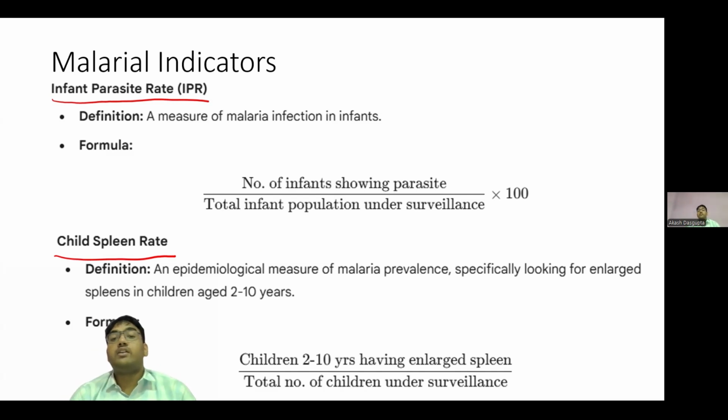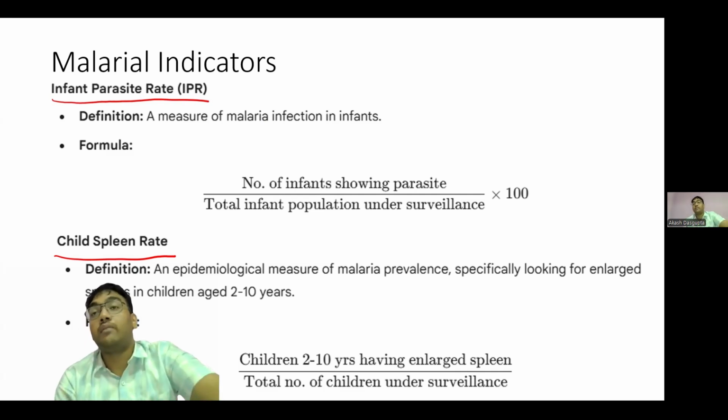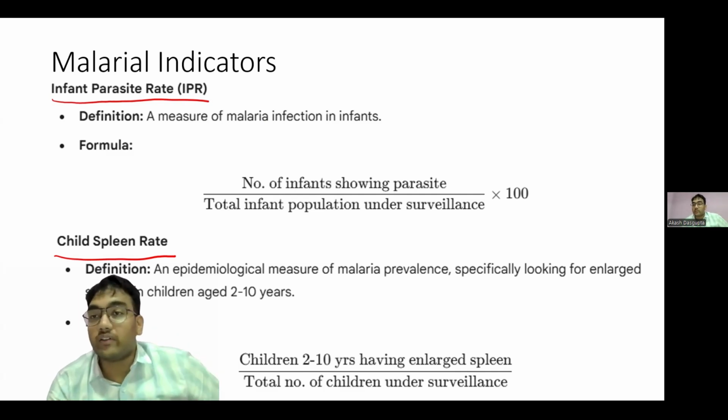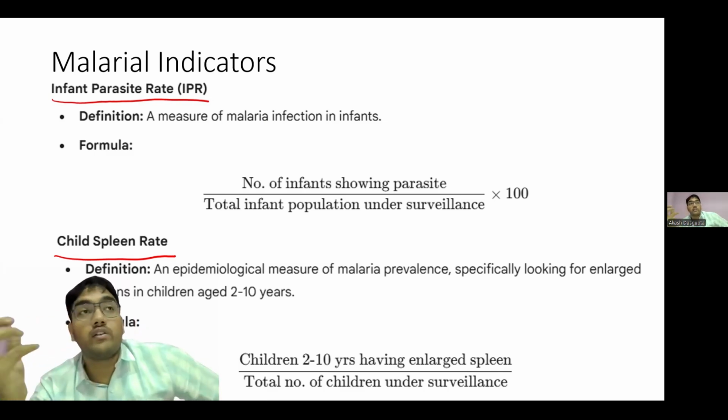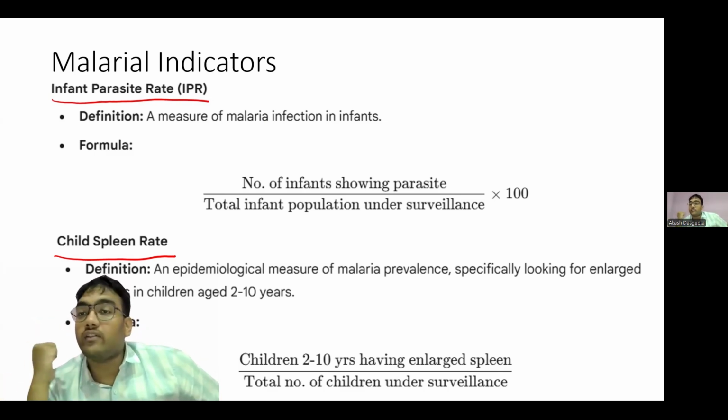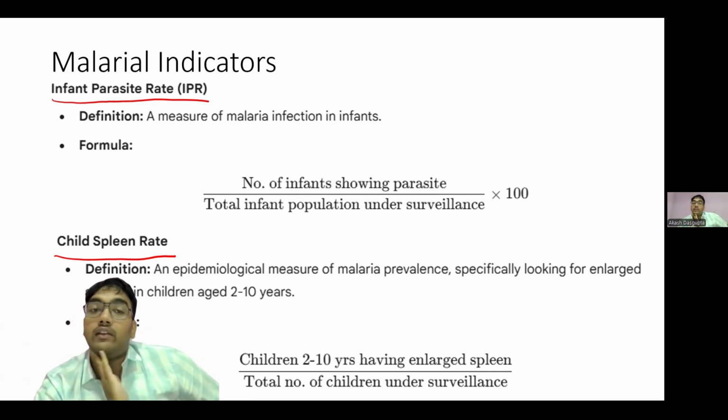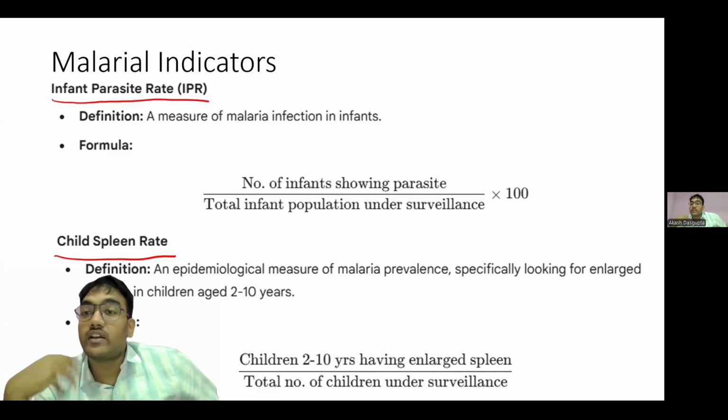Okay, so the child spleen rate, see, suppose you are trying to find out the burden of malaria in the community in the recent past. Okay, suppose you are a country which has achieved elimination and is talking about eradication. Then you want to look at whether there is any chronic transmission or reinfections of malaria that are going on in the community.